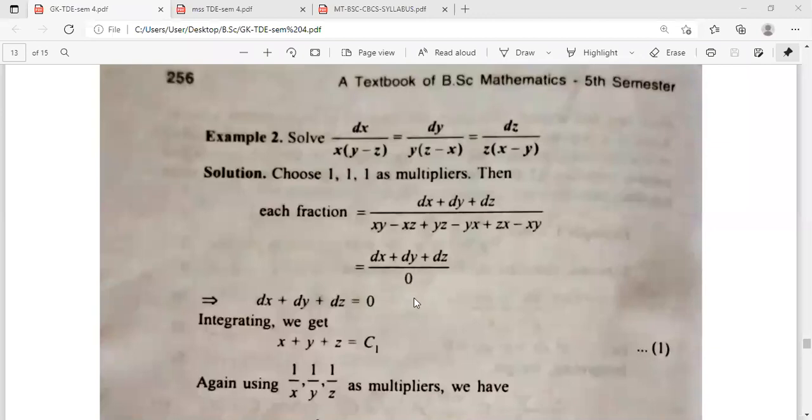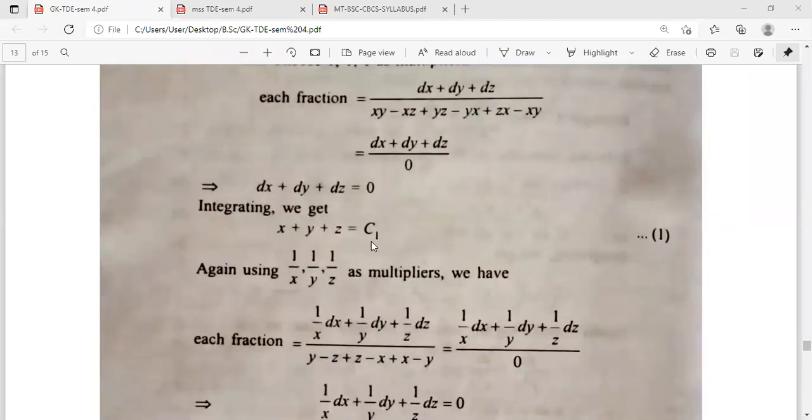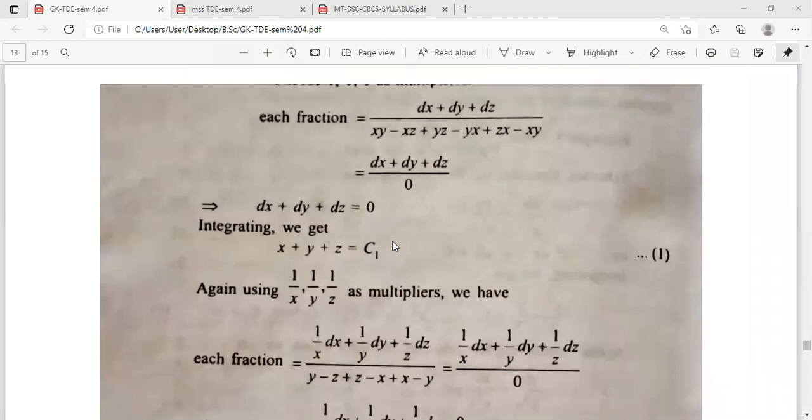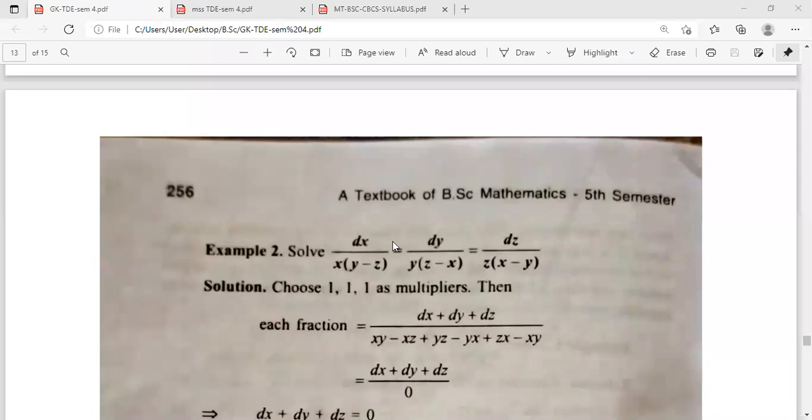On cross multiplication, you are getting dx plus dy plus dz equal to 0. On integration, you are getting x plus y plus z equal to c1. Now, this is one set of multipliers. What are they? 1, 1, 1. P1 equal to 1, Q1 equal to 1, R1 equal to 1. They are the one set of multipliers.